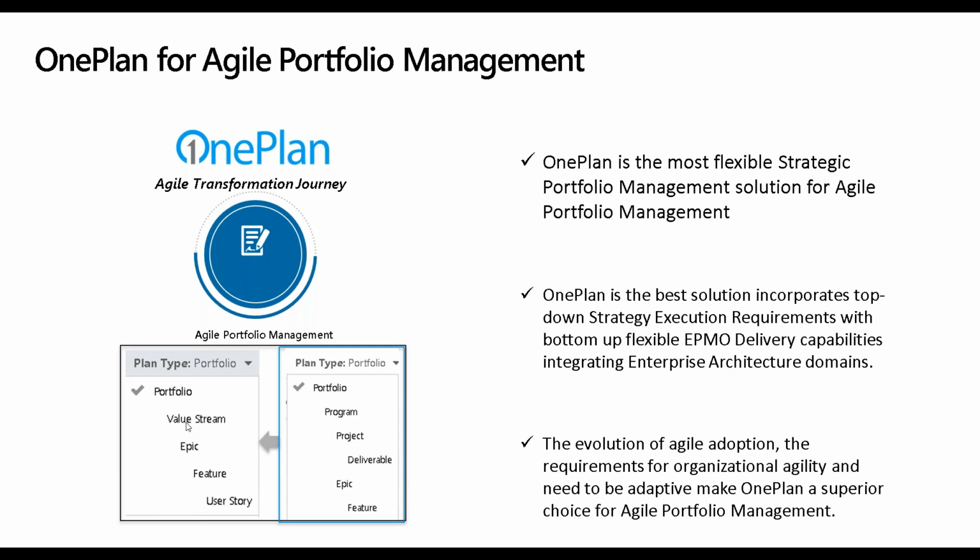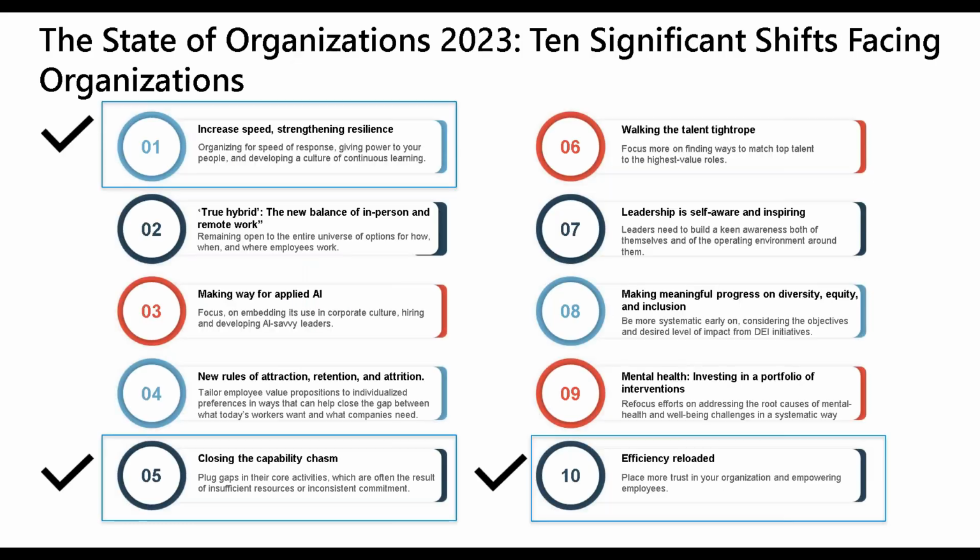So let's see if I can make the case. The first thing I want to highlight is the State of Organizations survey by McKinsey. They surveyed 2,500 organizations and leaders, and then came up with the shifts, the impacts that organizational structure and organizational design need to take into consideration. I highlighted 3 that are very particular to Agile portfolio management.